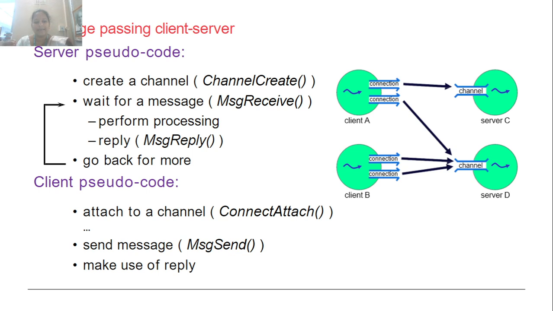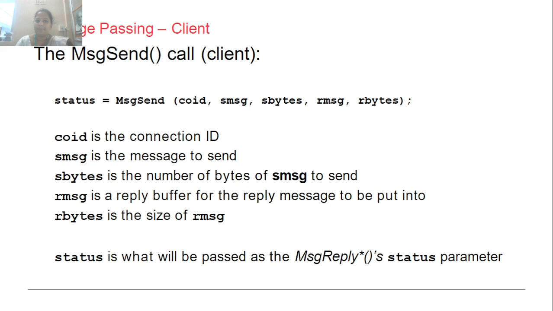Client pseudocode: attach to a channel, send a message, and make use of the reply. While passing from the client, the message is sent by calling status equals MsgSend(coid, smsg, sbytes, rmsg, rbytes). The COID is the connection ID. smsg is the sent message, and sbytes is the size of the sent message in bytes. rmsg is the reply message, and rbytes is the size of the reply message in bytes. The status is what will be passed back as the reply status parameter.